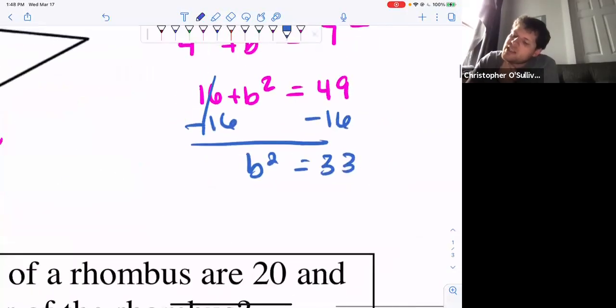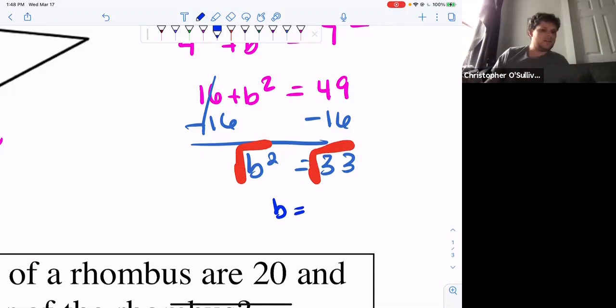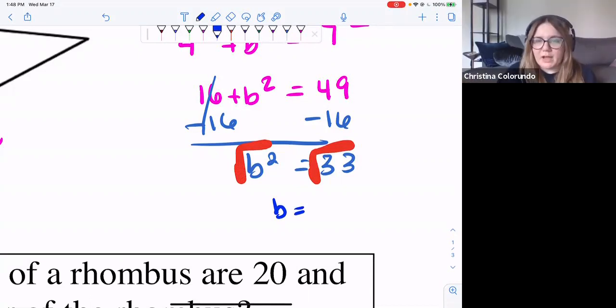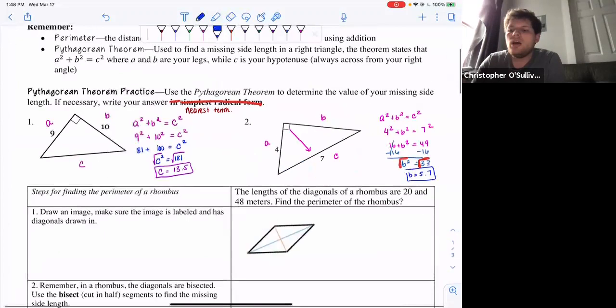And then to get rid of that square, we always take the square root. So we take the square root of both sides of our equation. And then I get b is equal to what? What was the square root of 33? I forget. The square root of 33 was 5.7. Perfect. Thank you so much. So we get our missing side length to be 5.7.